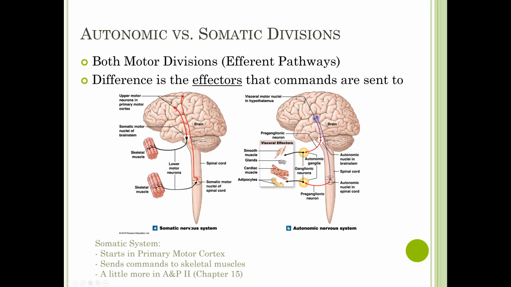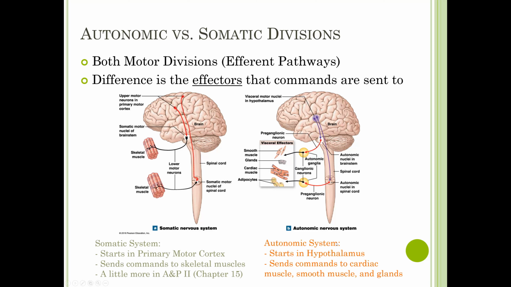With the somatic nervous system, the instructions are going to start up in the primary motor cortex, which is on that precentral gyrus of the frontal lobe, and it's going to send commands down, eventually reaching skeletal muscles. And we'll talk a little bit more about the somatic nervous system in chapter 15 next semester.